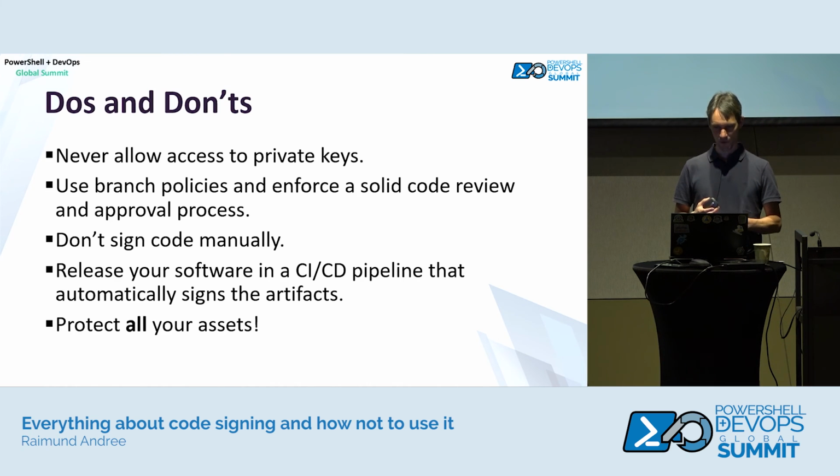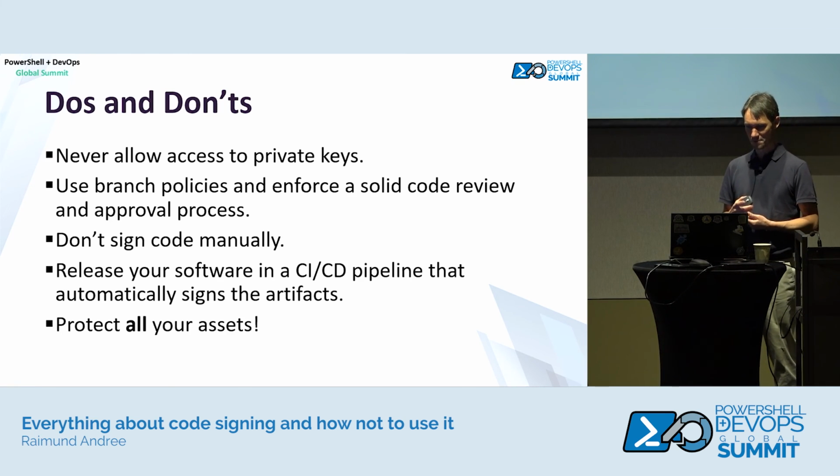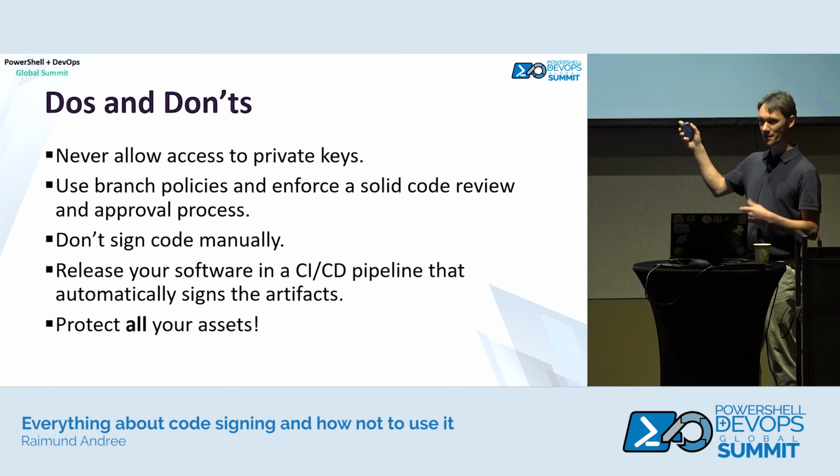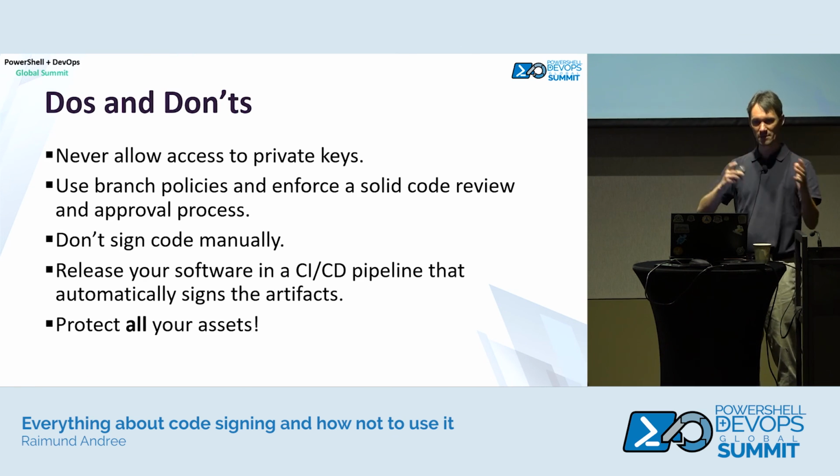Use branch policies to enforce a solid code review and approval process, right? If you have garbage that you are signing, then the result is also garbage, right? Don't sign code manually, of course. And release your software in a CI/CD pipeline that automatically signs the artifacts, right? Anything else is usually error-prone and makes life not easier. Yeah, so the bottom line is protect all your assets. So even if you have protected the private key in an Azure Key Vault, then now your asset to protect is the Key Vault itself, who will be able to access it.